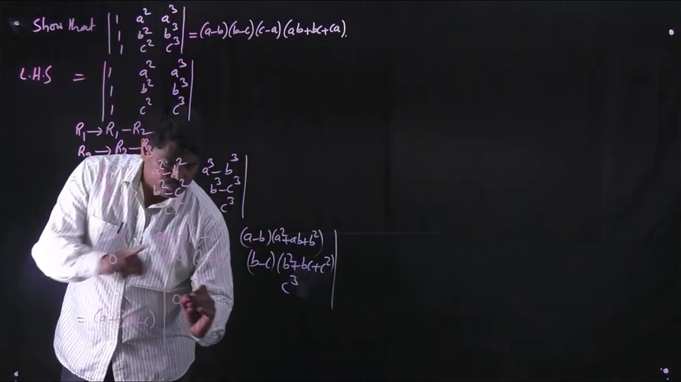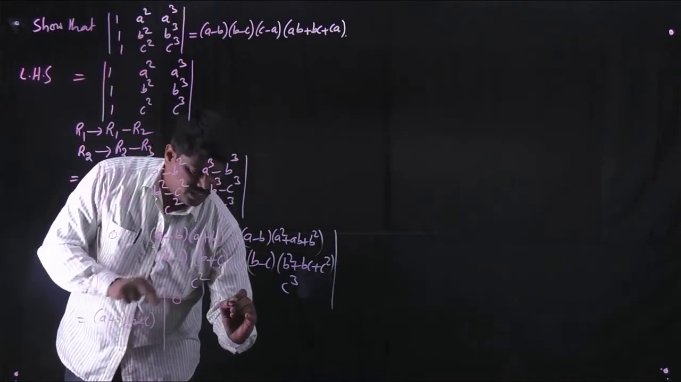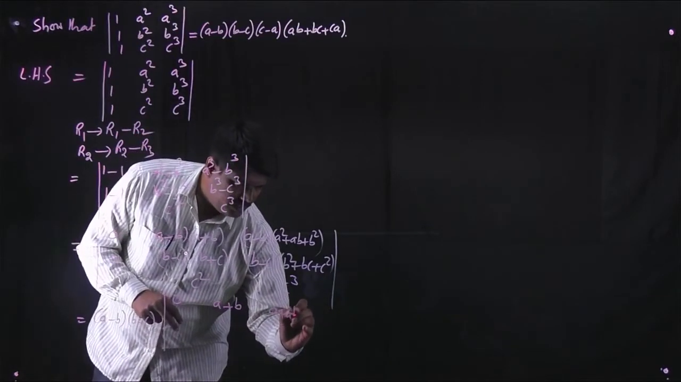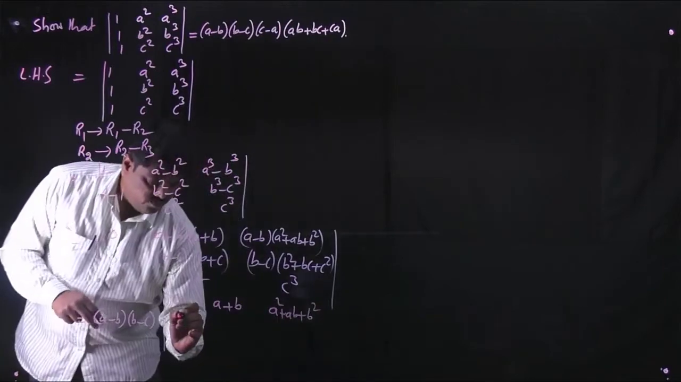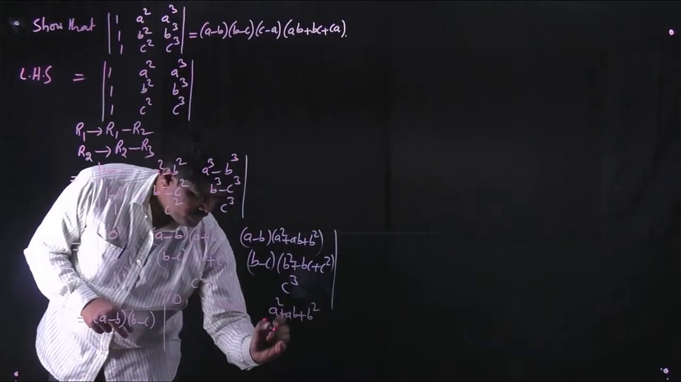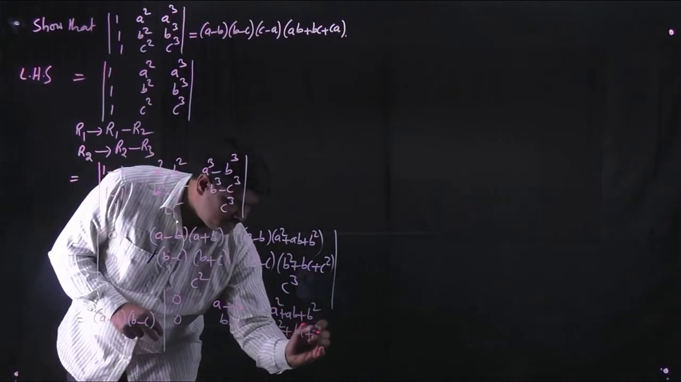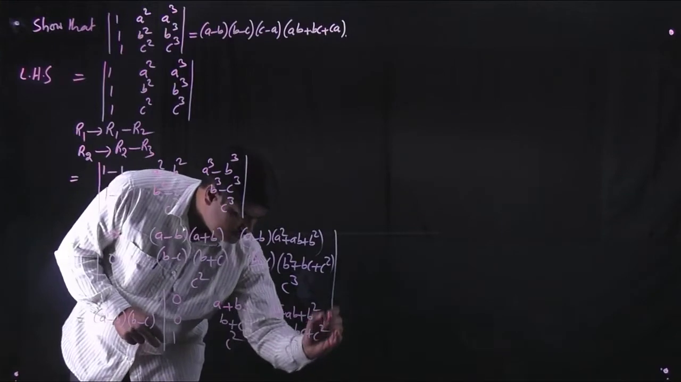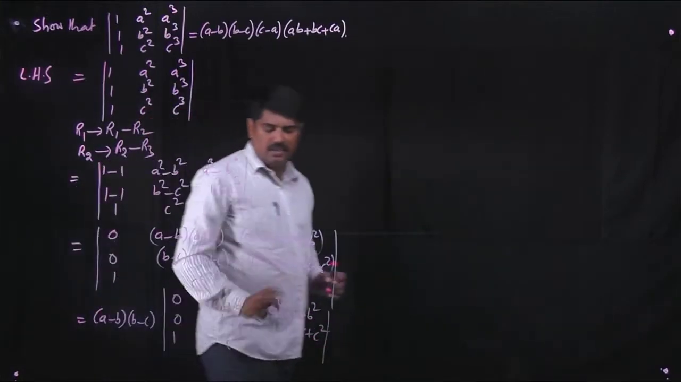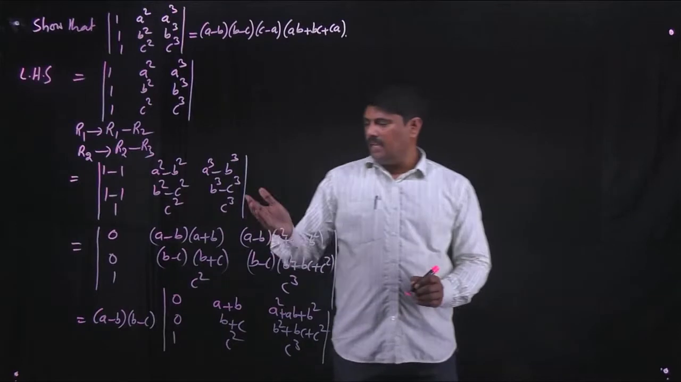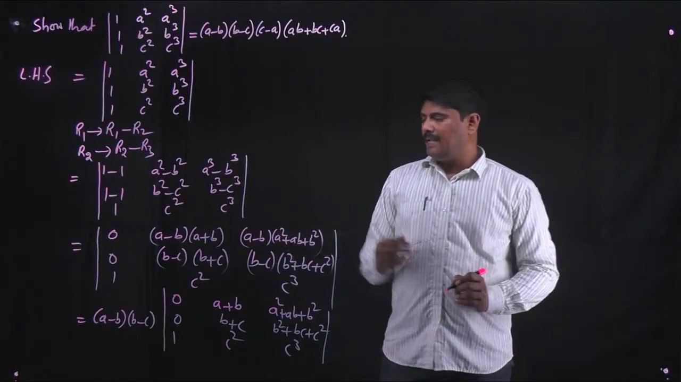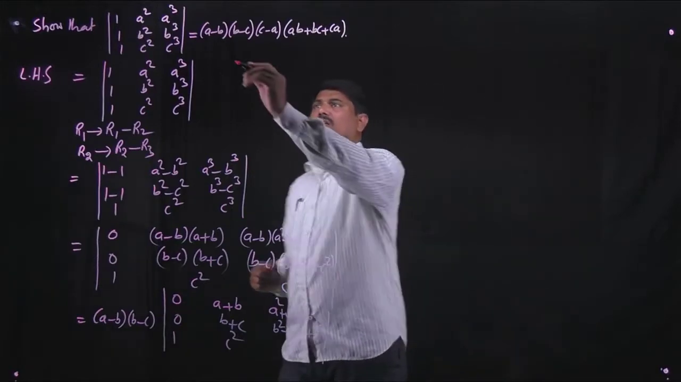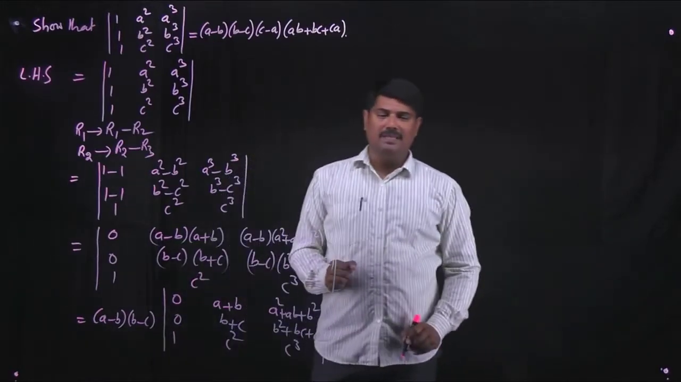So here is 0. Separating A minus B, there is left A plus B. Separating A minus B, here A square plus AB plus B square. And the same way 0, B plus C, B square plus BC plus C square. The third row remains same, 1 C square C cube. So that is the separation of A minus B from the first row and B minus C from the second row. You will come to this step. Later, observe the answer: you get A minus B, B minus C as two factors.